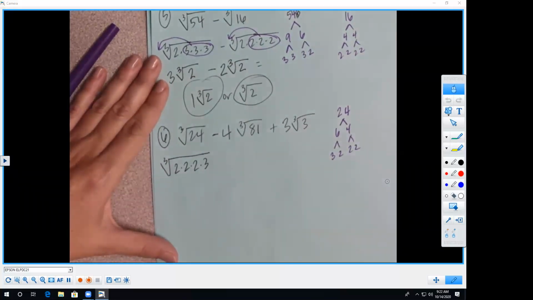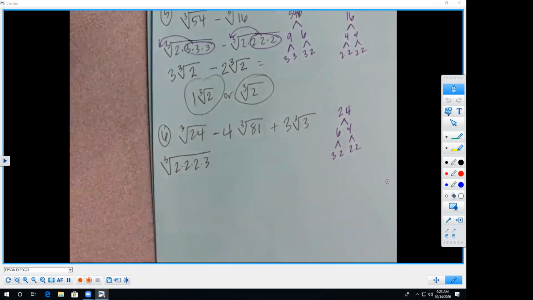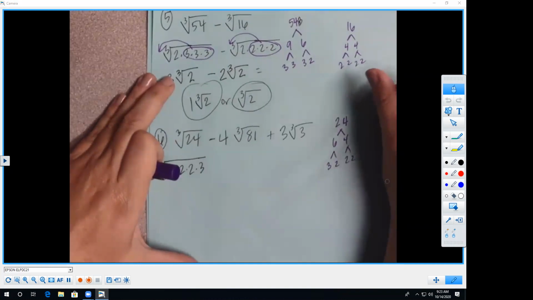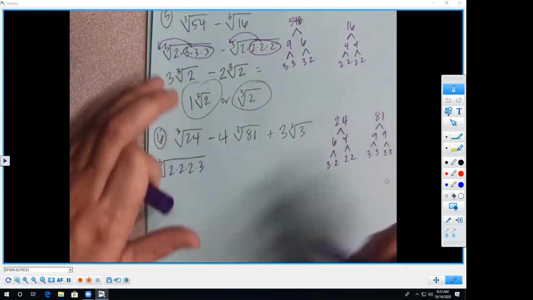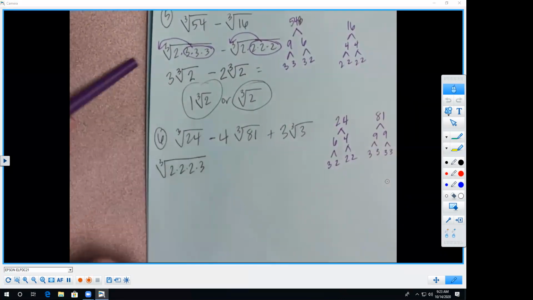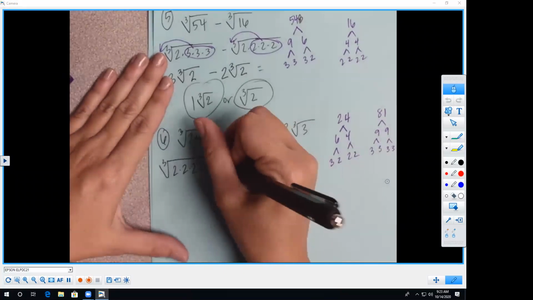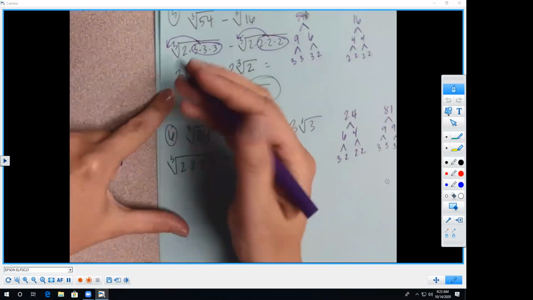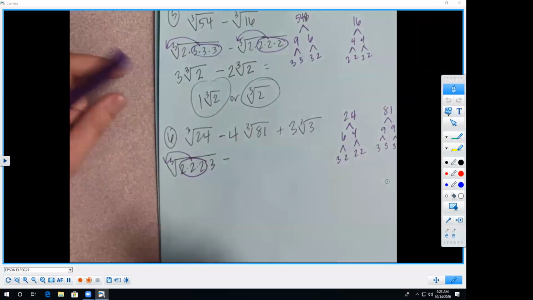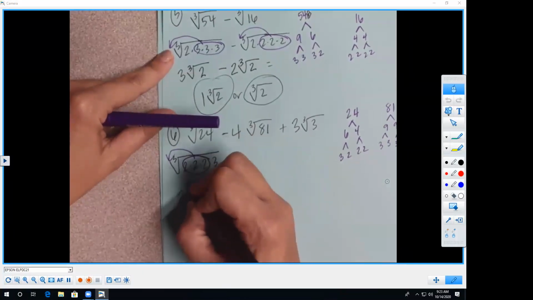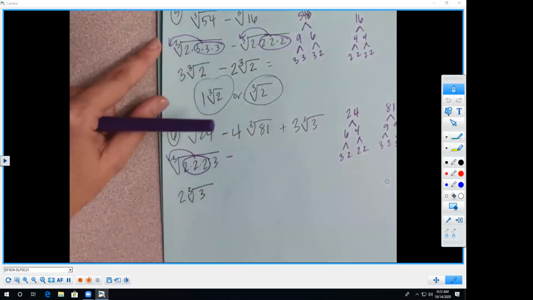So 24 would be 2 times 2 times 2 times 3. I'm gonna go do that one. Whenever I pull out 3 2's, I get 2 times the cube root of 3.